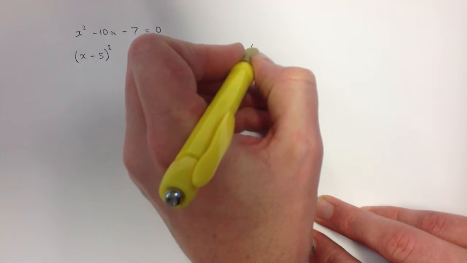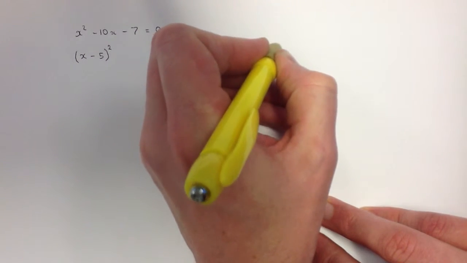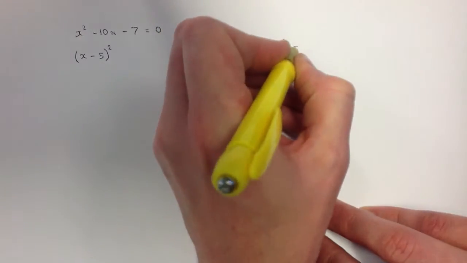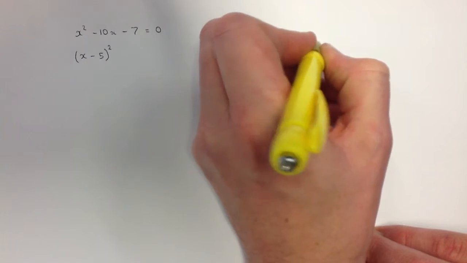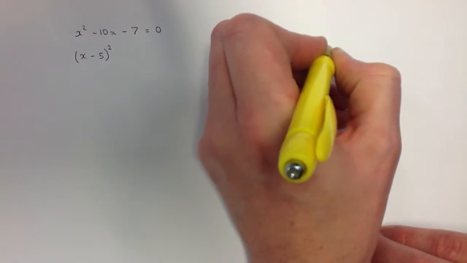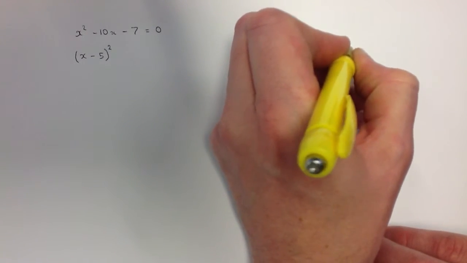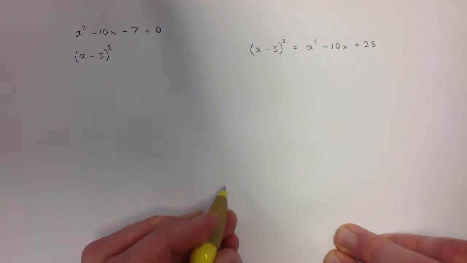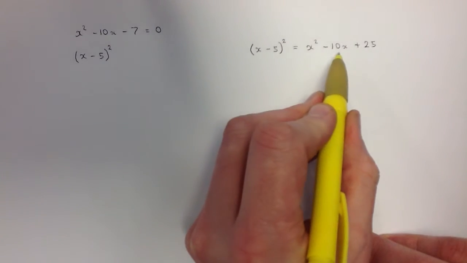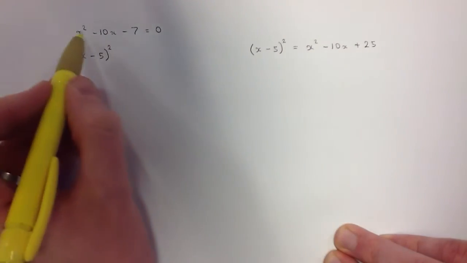What we need to do at this point is just take this bracket to one side and work out what this would actually be if we multiplied it out. So it would be x squared minus 10x plus 25. Now the reason for doing this is we now need to compare this quadratic to this quadratic here.